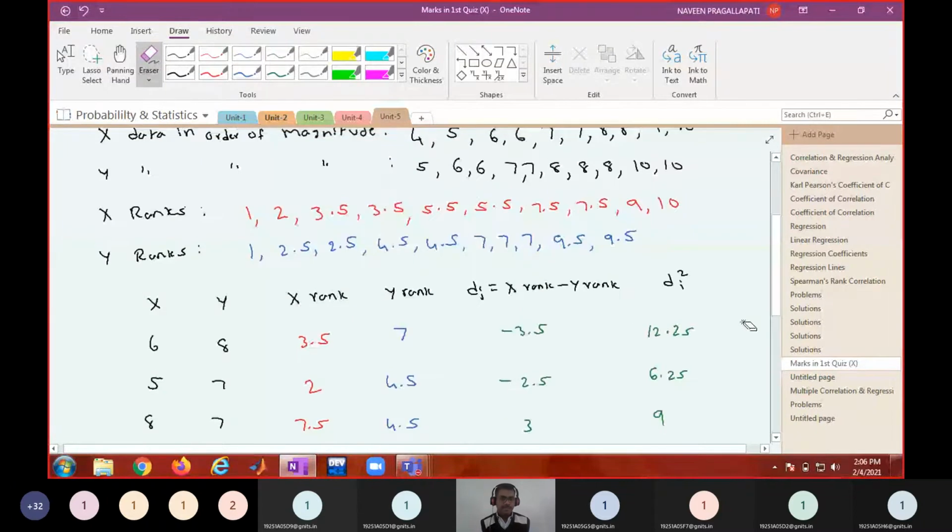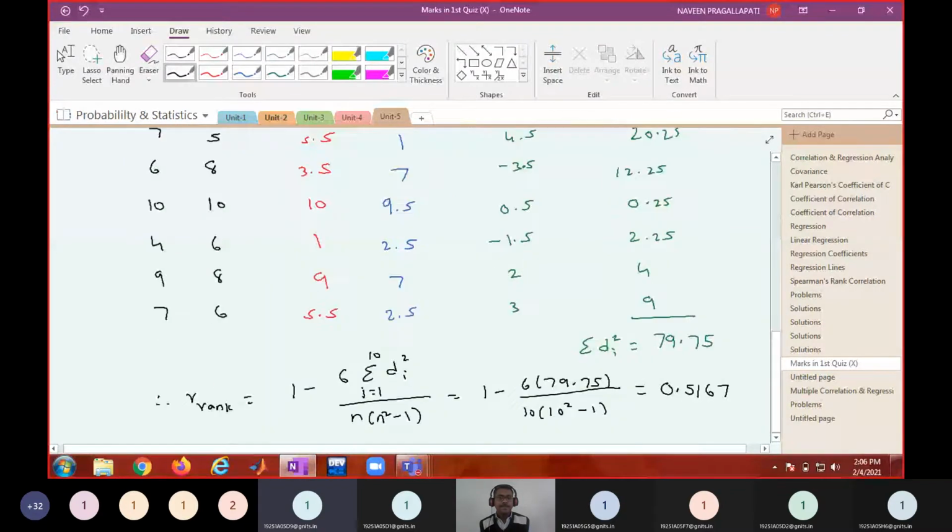0.5167. Is it okay? Sir, are they correlated or not? Are they correlated now based on the rank? That's what I said, moderately correlated. It is in between 0 and 1. If it is 0, there is no correlation. If it is 1, perfect correlation. If it is nearer to 0.9 or 0.8, there is a very good correlation between the data. 0.5 means partially correlated, I can say. Moderately correlated.